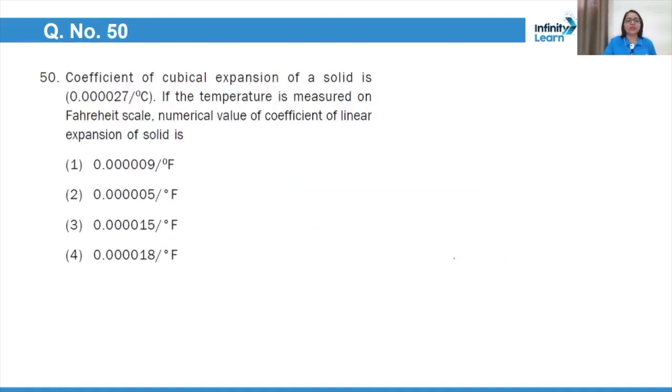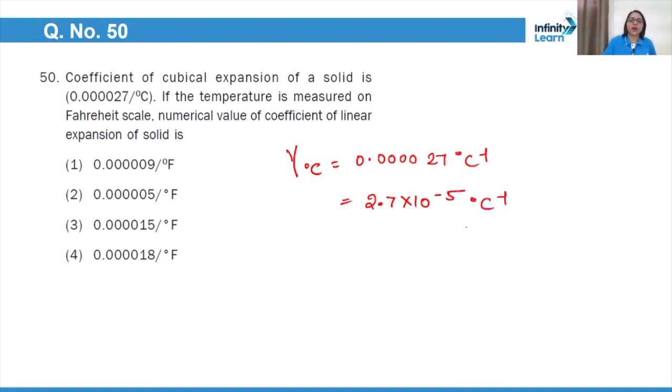Question number 50. The coefficient of cubical expansion of a solid is given in degrees Celsius inverse. So gamma in degrees Celsius is given as 0.000027 degrees Celsius inverse, or you can write it as 2.7 into 10 power minus 5 degrees Celsius inverse. Okay. Now, if the temperature is measured on the Fahrenheit scale, what is the coefficient of linear expansion? So we need to find alpha in degree Fahrenheit scale, not in degree Celsius scale.